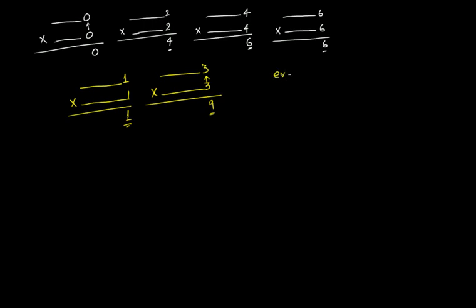So even times even, whether or not it's the same number, you'll always get the same thing, that is an even number. And odd times odd number, you'll get an odd number.